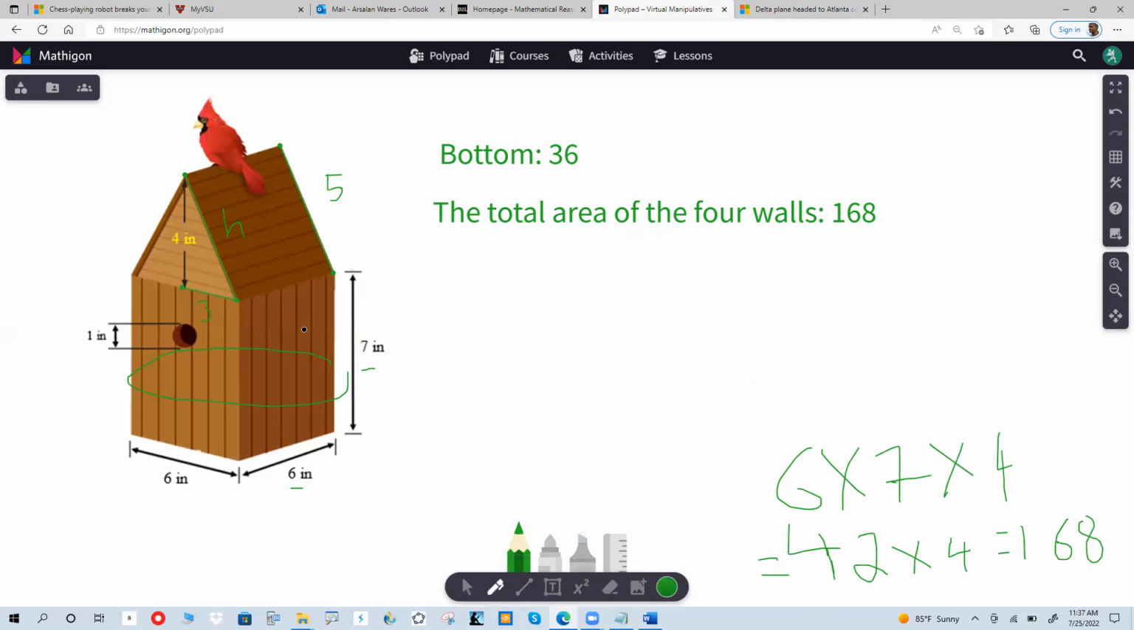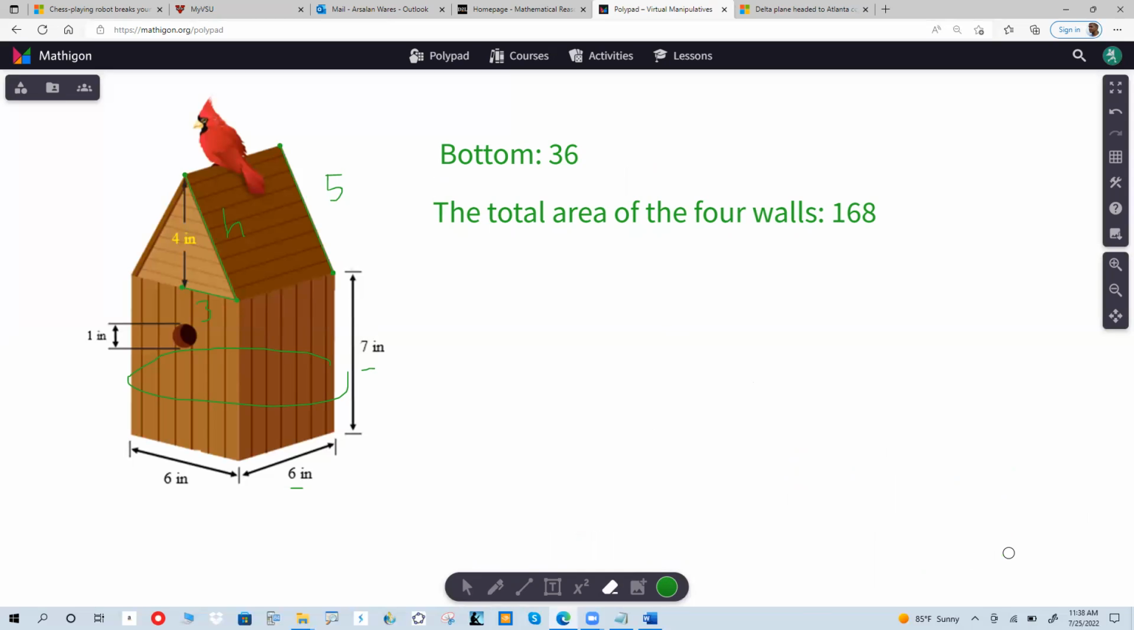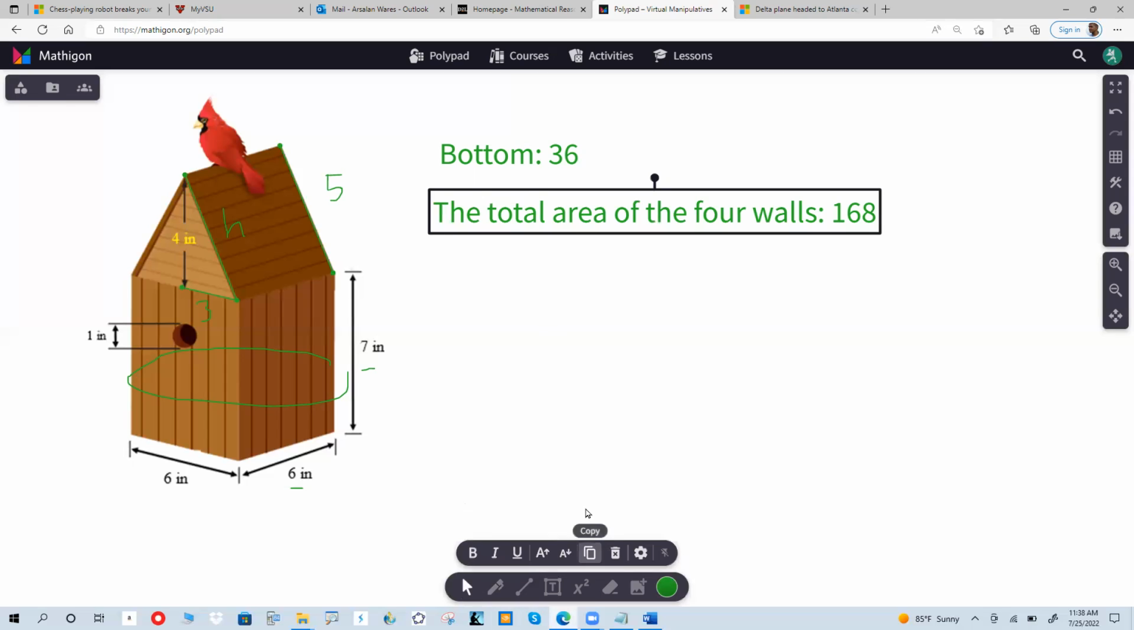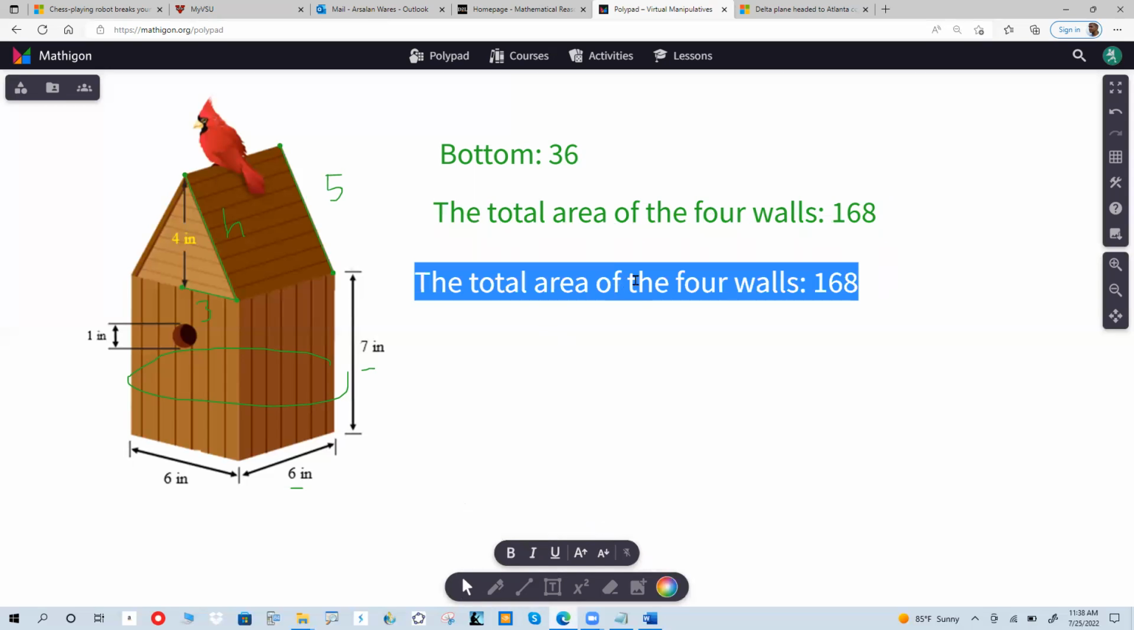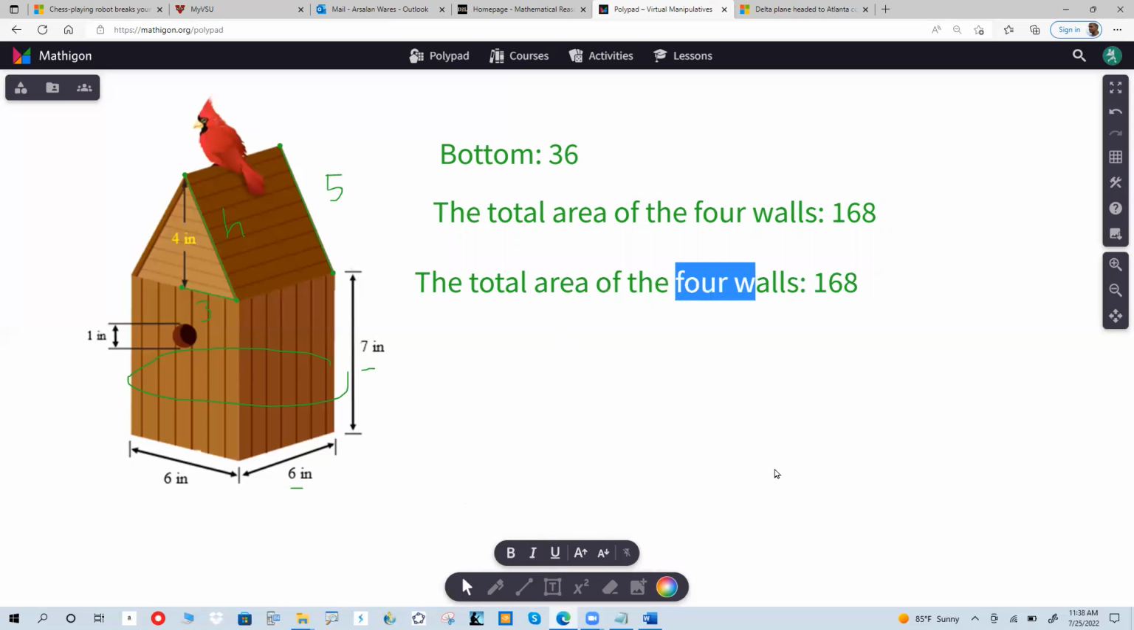Okay, the roof involves two rectangles. I'm going to call them roof rectangles. And the roof involves two triangles. I'm going to call them the roof triangles. Let's erase this. Okay. So let's write it down. Total area of the roof rectangles is equal to, of course, it's not 168. Let's erase that. Let's explain it here.